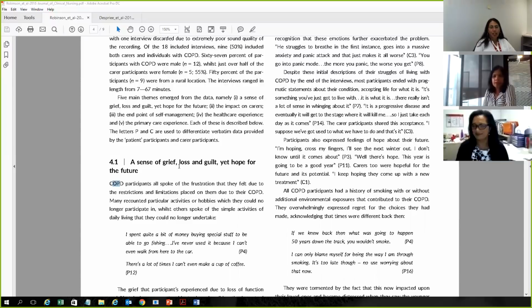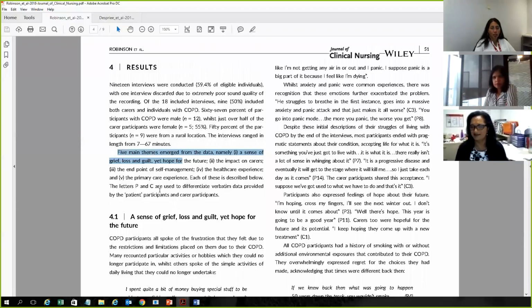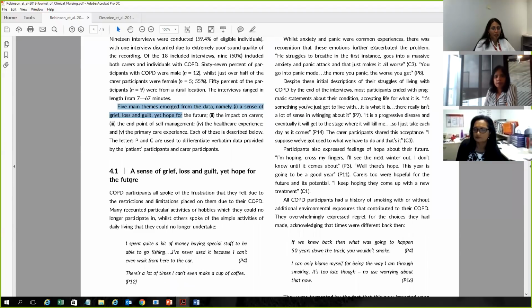Yep, we can. So here it says 5 main themes emerge from the data. This is under the section on results. The question is, what are the results? So don't use the word themes, okay? So if it's qualitative, 5 main findings emerge from the data, and then take a look at the first theme and pull out what it is that they are outlining.